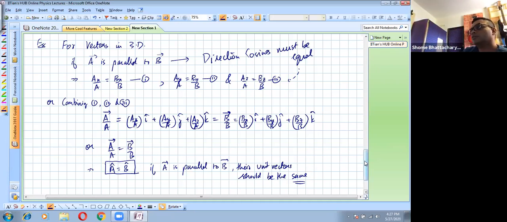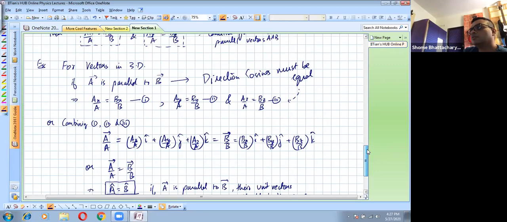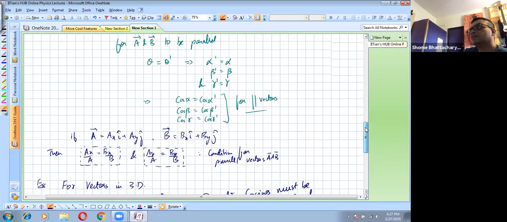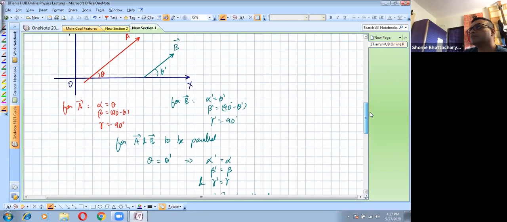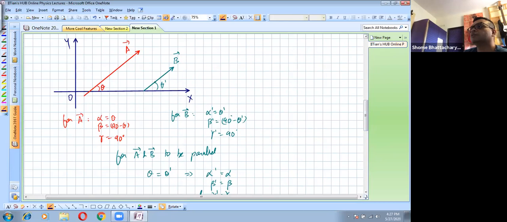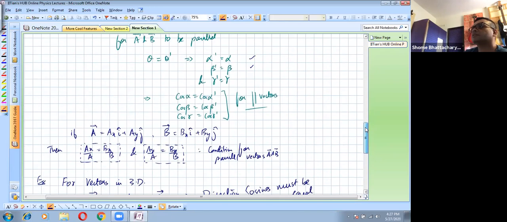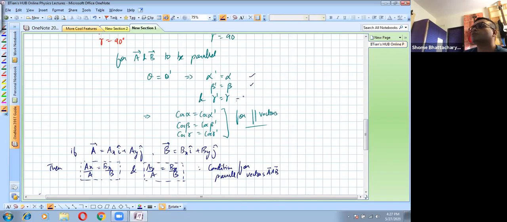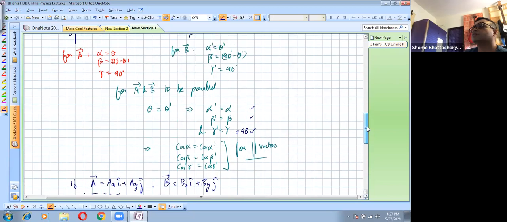Okay, so on request of a couple of students, I am just going to the earlier thing to understand this condition for 2D, and then we'll come back to 3D. So in 2D, the condition for the two vectors to be parallel is that theta must be equal to theta prime. So the moment theta becomes equal to theta prime, see that alpha is equal to alpha prime, beta is equal to beta prime, and gamma is anyway equal to gamma prime, which in this case is 90 degrees. These two are both 90 degrees. Okay. So this becomes the condition.